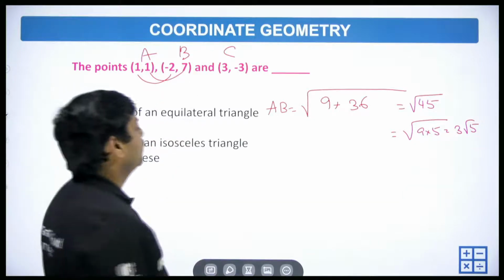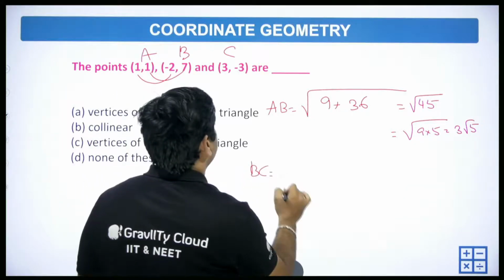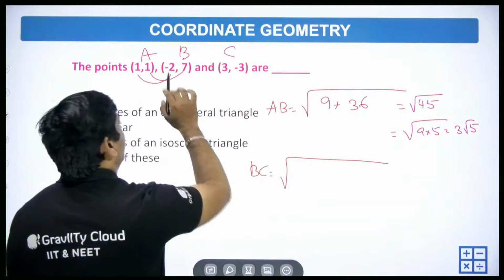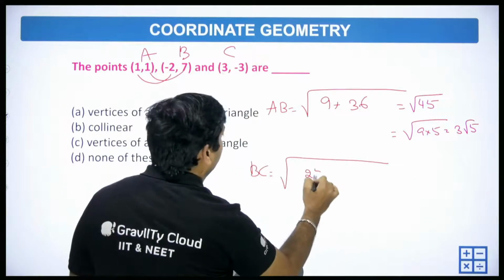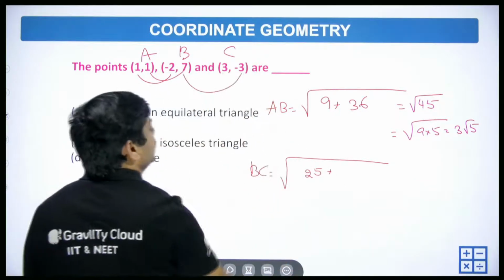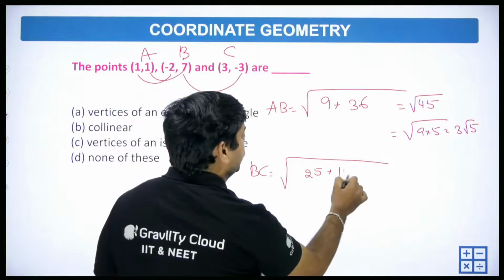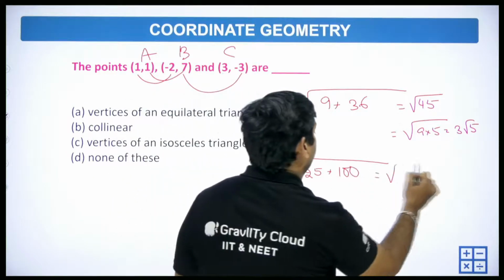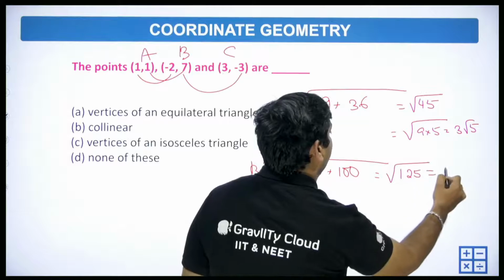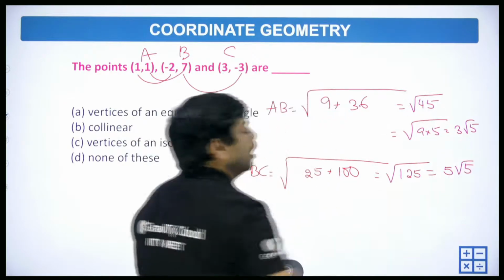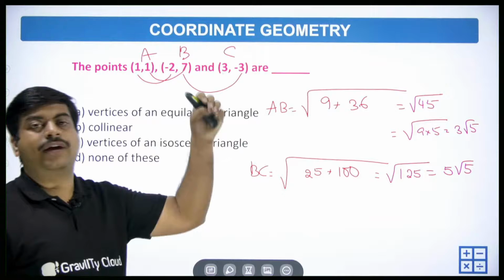The next, BC, root over (x2 minus x1) whole square plus (y2 minus y1) whole square. 3 minus of minus 2 whole square is 5 square, 25, plus minus 3 minus 7 is minus 10. Minus 10 square is 100. So that will give you root over 125. That is 5 root 5. How is that? 125 can be written as 5 into 5 into 5.